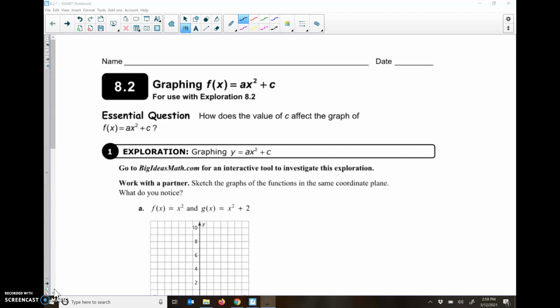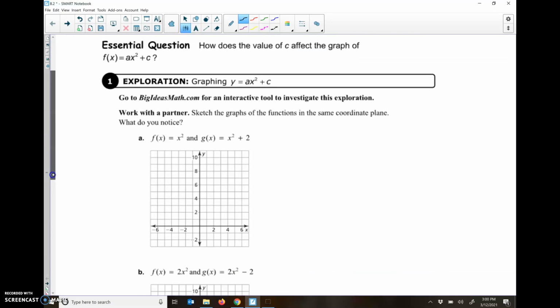So you'll notice the big difference from yesterday's lesson to today's lesson is that plus c there. Yesterday we looked at problems with ax squared, so we were looking at the stretch and the shrink. Now today we'll be looking at the stretch and the shrink and also the plus c, which, if you remember from last time, makes the graph either go up if it's positive or down if it's negative.